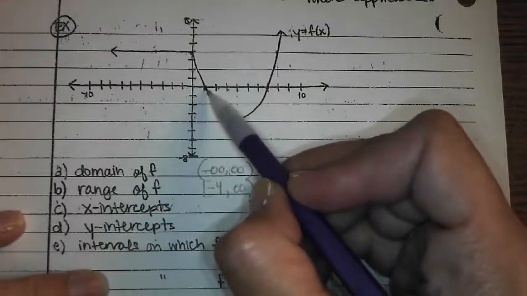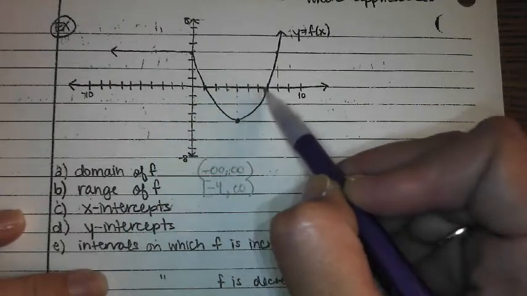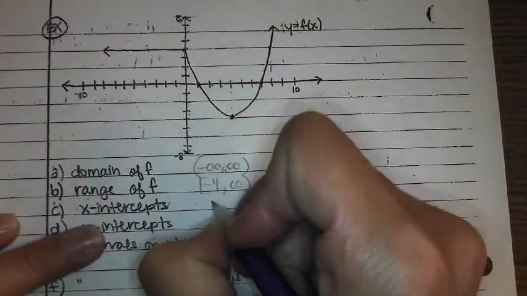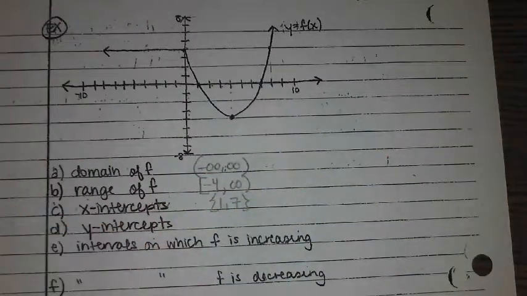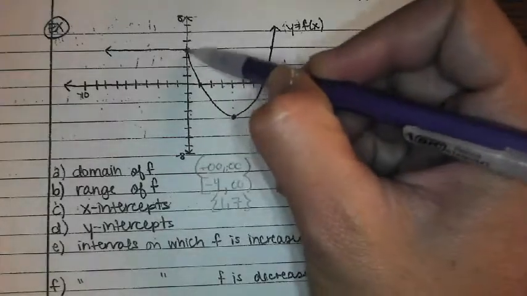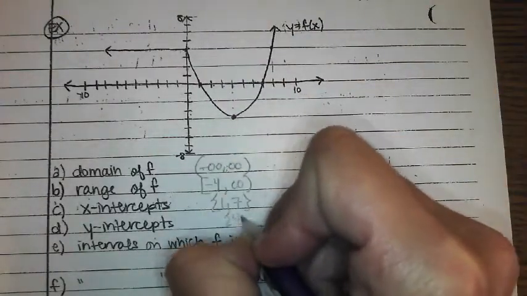X-intercepts, we have 1 and 7. I'm going to do that in set notation, just listing those x-intercepts, because interval notation wouldn't be appropriate there. Y-intercept, 4. This should all be easy stuff.